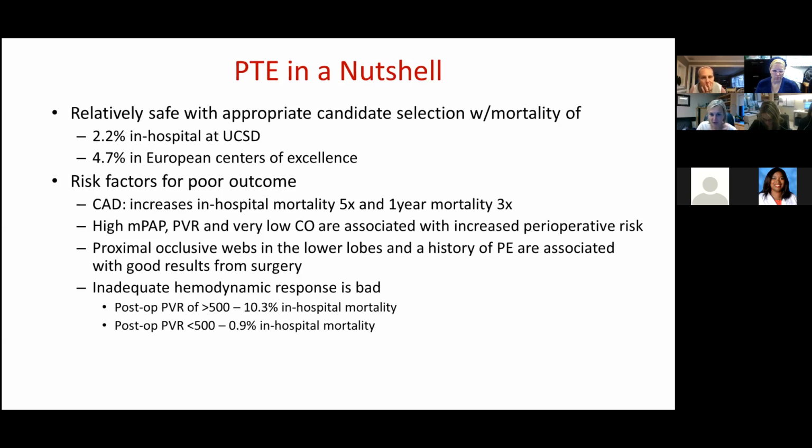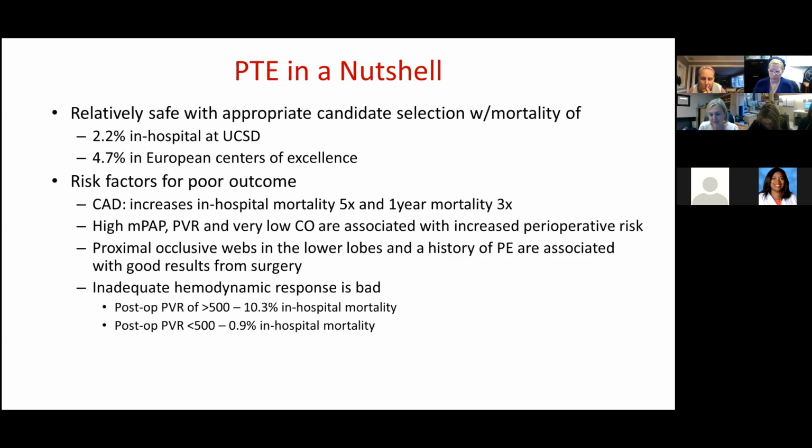Risk factors for poor outcomes. There are a number of risk factors. I already mentioned the high pulmonary pressures and high pulmonary vascular resistance in the absence of the clot burden. When you have someone in decompensated right heart failure, usually there is an association with increased perioperative mortality. So we try to get people optimized for surgery if we have time. They need to be well diuresed. Sometimes we would use medications to help us along.